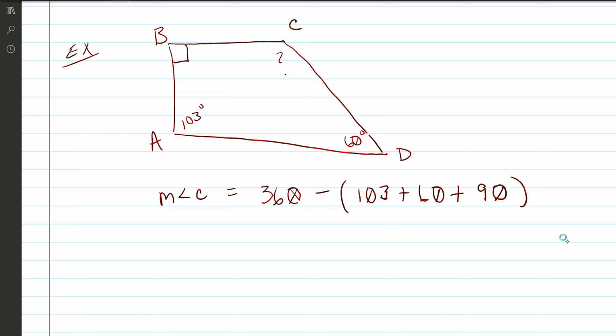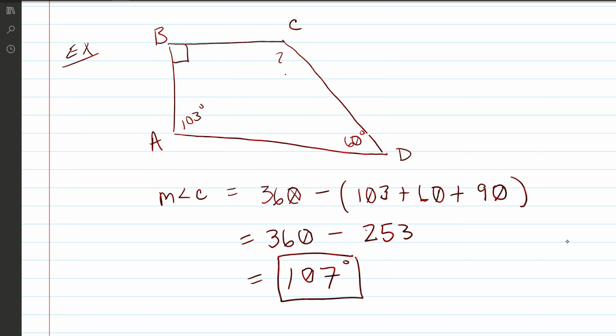Alright, and then we'll just crunch the numbers. So 360 degrees minus the 103 plus 60 plus 90, which is 253, and that leaves us with 107 degrees.